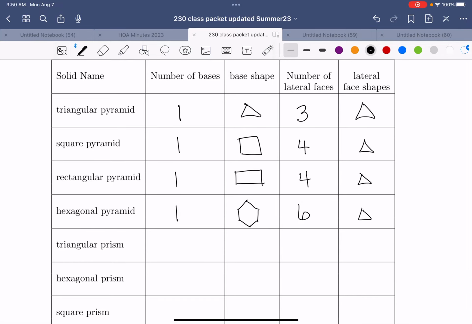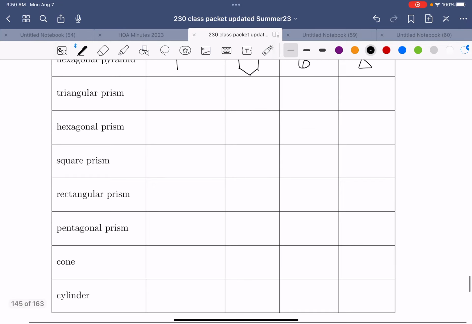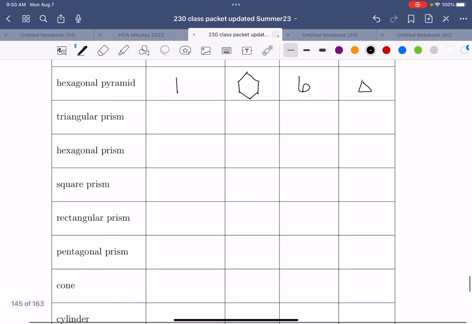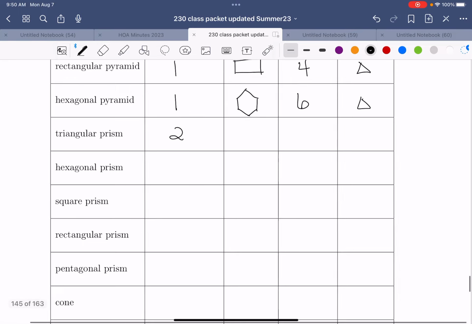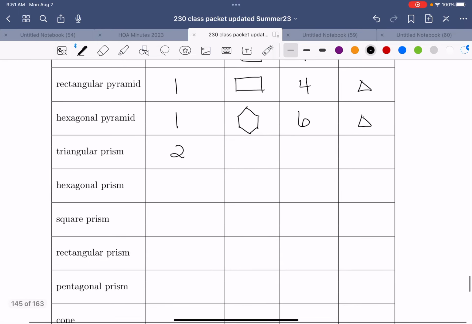For the triangular prism, we're switching gears here from pyramids to prisms. So prisms have 2 bases that are parallel to each other. So instead of one base opposite an apex, you've got 2 bases that are opposite one another, and they're parallel to one another. In a triangular prism, those bases are both triangles. And then you're going to have a rectangle that comes off of each side of those bases to connect them. So you're going to end up with 3 here.